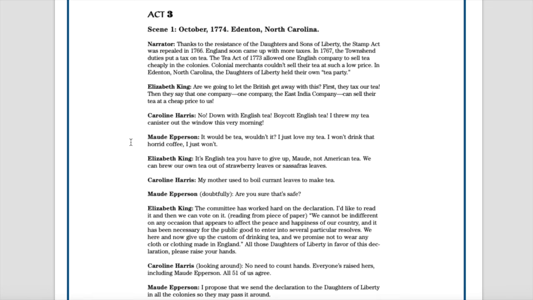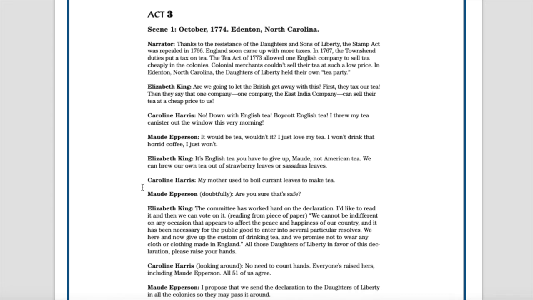Maud Epperson. It would be tea, wouldn't it? I just love my tea. I won't drink that horrid coffee. I just won't. Elizabeth King. It's English tea you have to give up, Maud, not American tea. We can brew our own tea out of strawberry leaves or sassafras leaves. Caroline Harris. My mother used to boil currant leaves to make tea. Maud Epperson. Doubtfully. Are you sure that's safe?